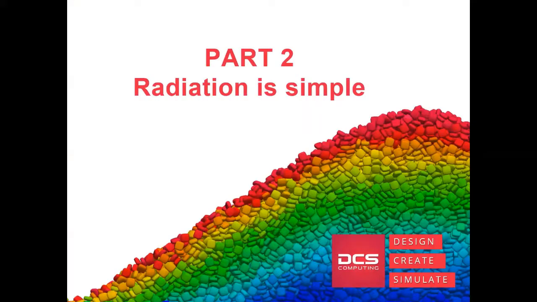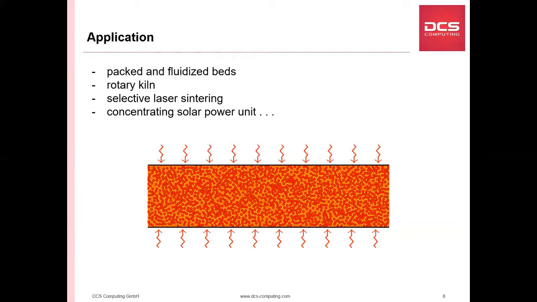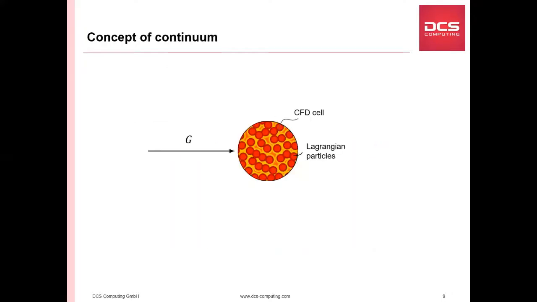However, it doesn't have to be that complicated, because if we look at the actual applications, we see that particles tend to appear in bulks. In packed and fluidized beds, in rotary kilns, in selective laser sintering and other applications, we always have particles in close proximity to each other. So the photons, which carry the radiative heat flux, will not travel too far before being absorbed and reflected by other particles. It means that all these radiative properties tend to average out. So we can successfully introduce the concept of a continuum and view our granular media more in a fluid-like manner.